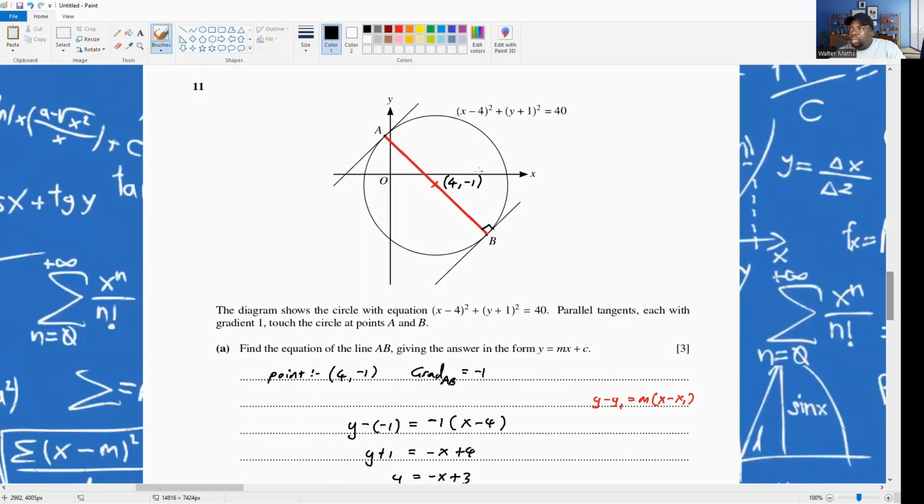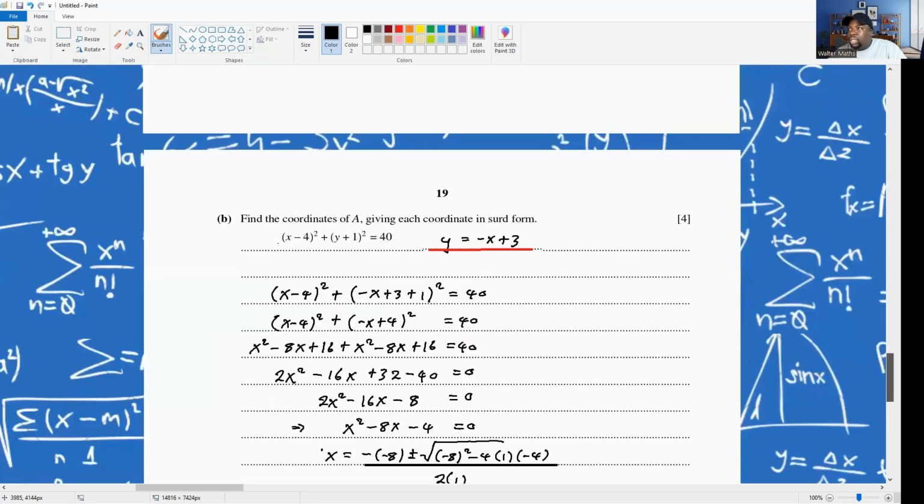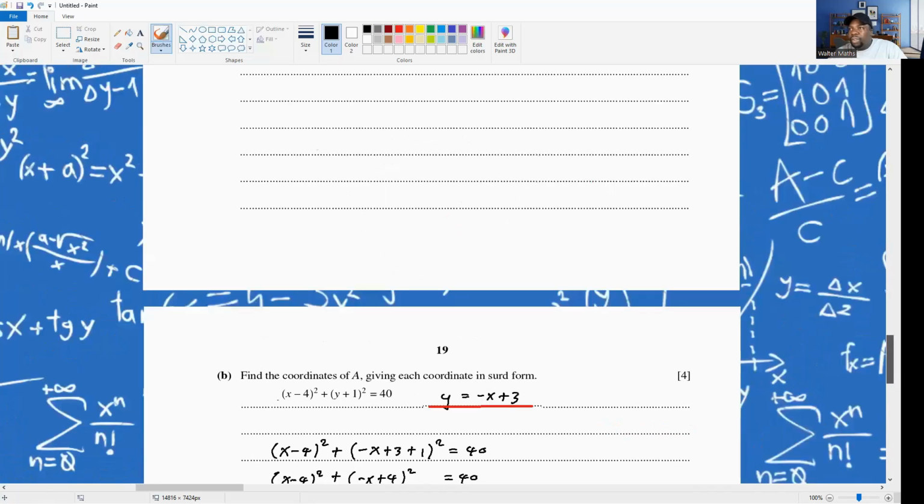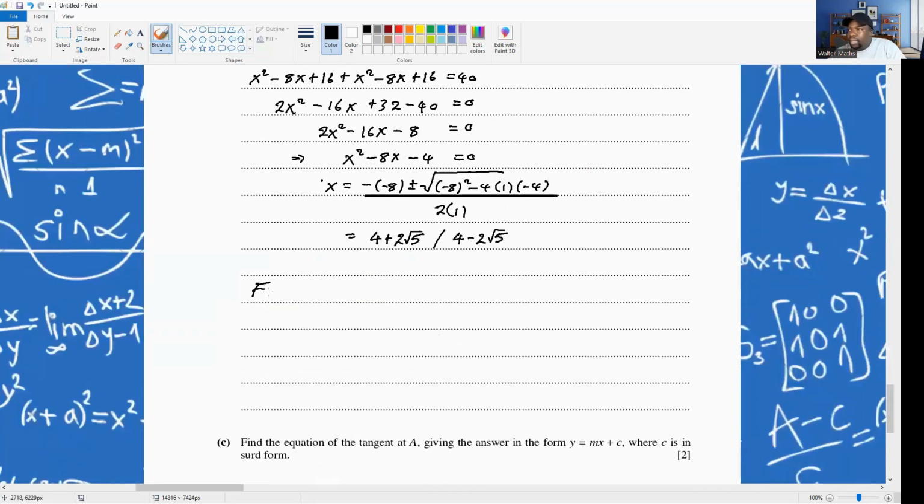So the line AB and the circle have those two x values, 4 plus or minus 2 root 5. The 4 minus 2 root 5 should be for A, and the 4 plus 2 root 5 should be for B, seeing their relative positions on the Cartesian plane. The question wants us to find the coordinates of A. So for the x coordinate of A, we'll use 4 minus 2 root 5.